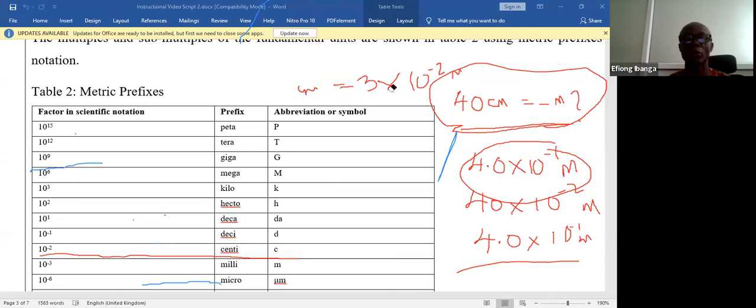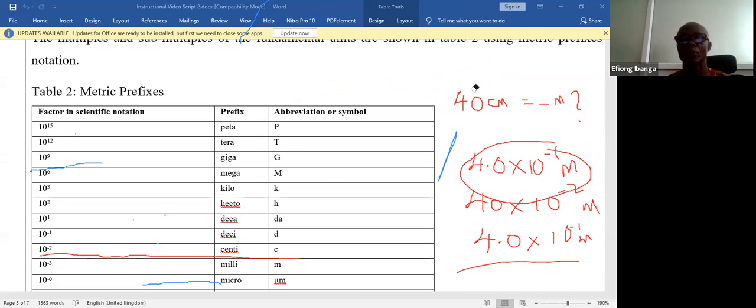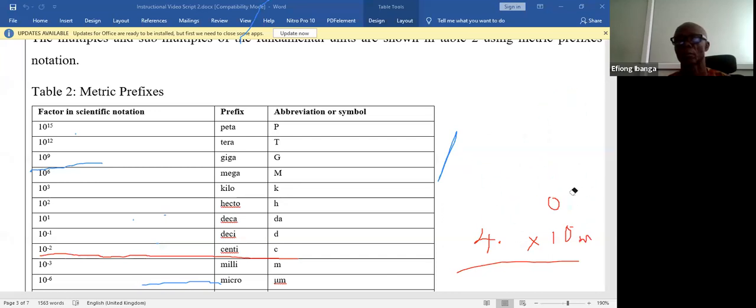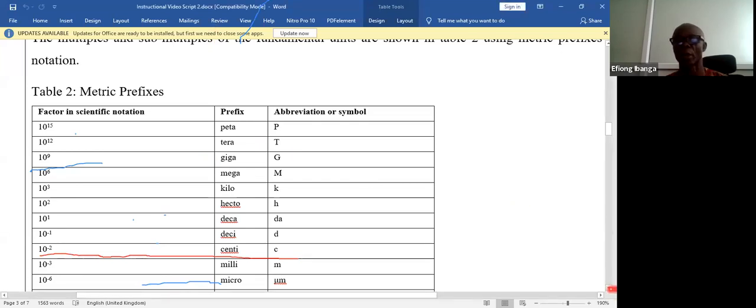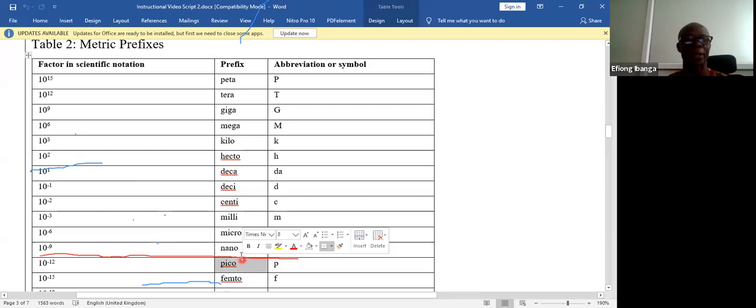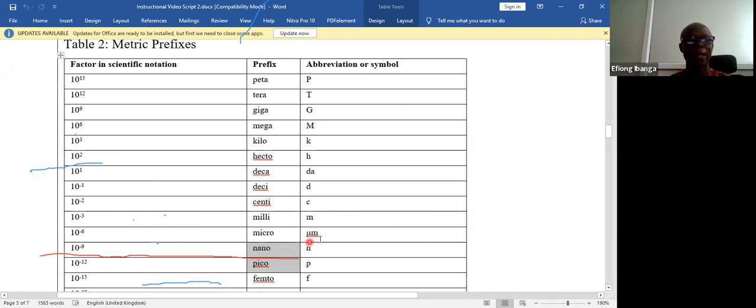So you understand that now. Take note of that. These are simple things that come into your calculation. All right. Now, finally, before we close, you now understand what I mean by centi, milli, 10 to the minus 3, micro, 10 to the minus 6.